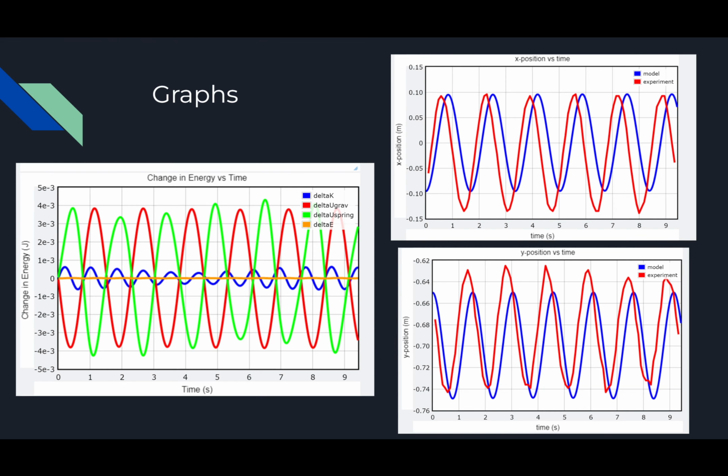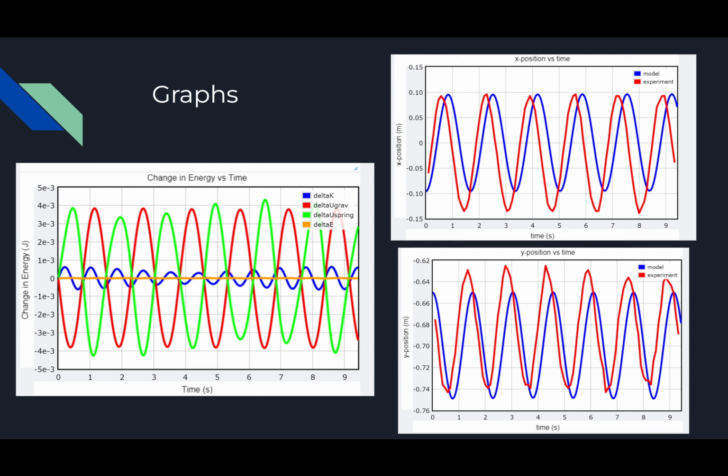In the graph to the left, the change in energy in joules is modeled as a function of time. The blue line represents the change in kinetic energy, the orange line represents the change in total energy, the green line represents the change in spring potential energy, and the red line represents the change in gravitational potential energy.